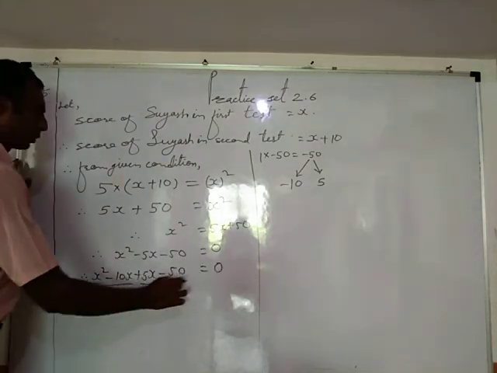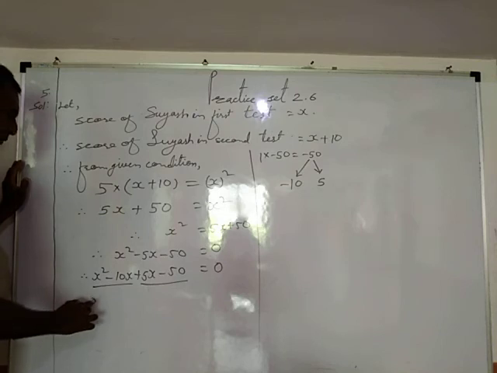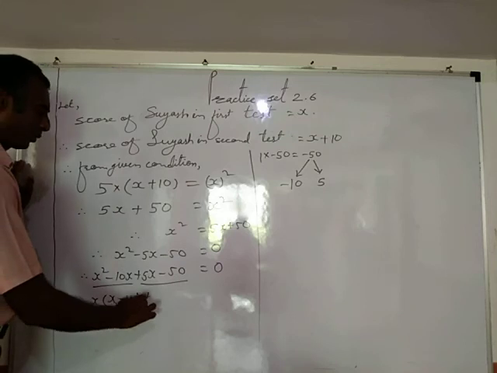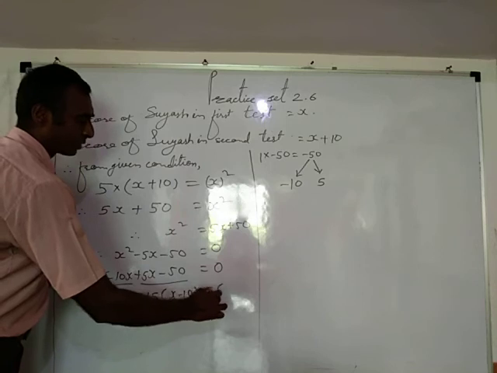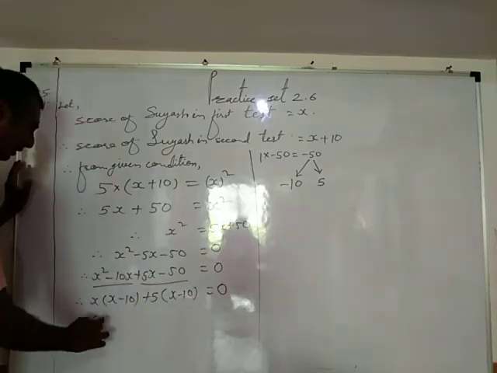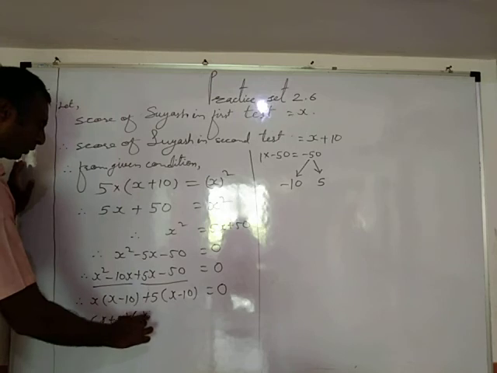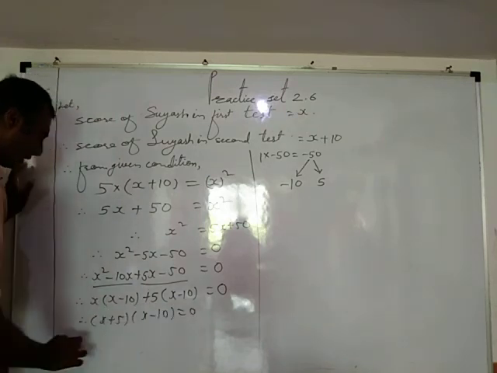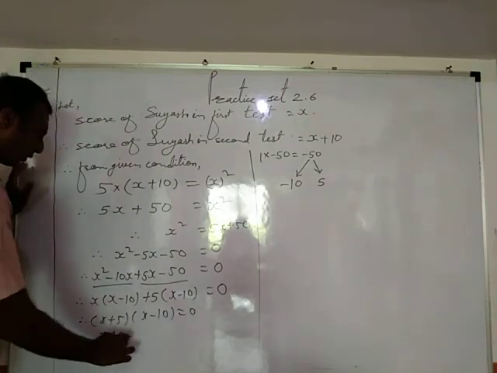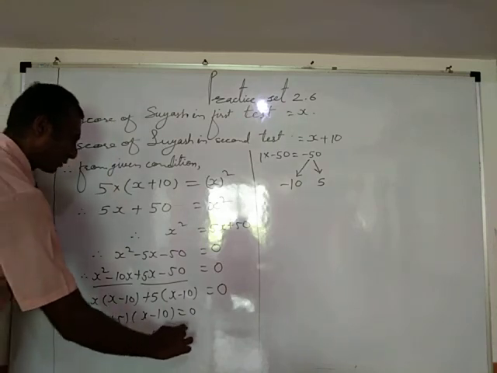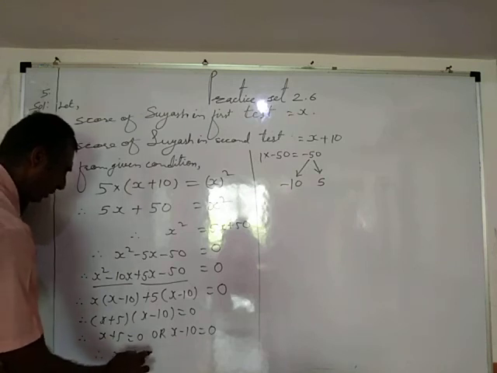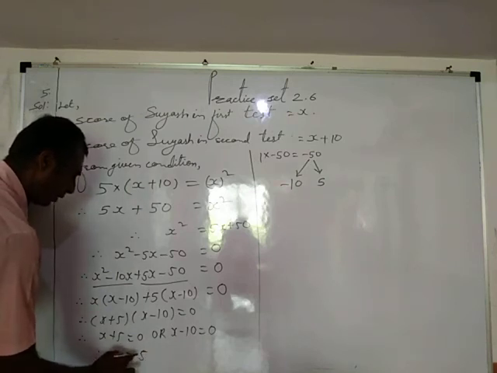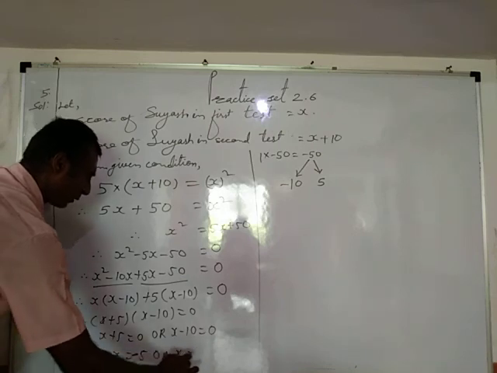Group the first two, group the next two. From the first group we may take out x common, therefore in bracket x minus 10. From the second group we may take out 5 common, therefore in bracket there will be x minus 10 equal to 0. And therefore x plus 5 into x minus 10 equal to 0. And therefore x plus 5 equal to 0 or x minus 10 equal to 0. And therefore x equals minus 5 or x equals 10.